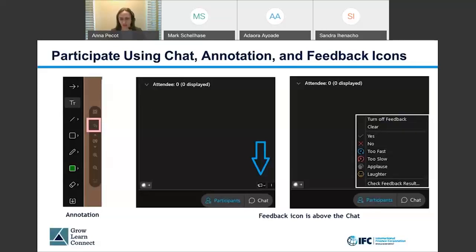Now, I think that you already know where you can find the chat box. When you go to the participants tab, it will be essentially next to the participants list. And right above the chat box, you should be able to locate the feedback icon, which looks very much like a megaphone. Use that feature to let your presenter know that she's speaking too fast or too slow, or simply answer questions such as yes, no, or express your emotions.